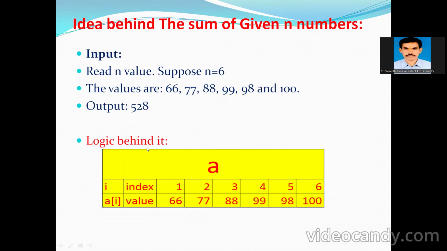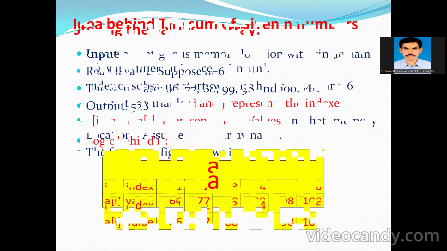The logic behind it is that I am taking an index array. A is an array with the name A, and the indexes are 1, 2, 3, 4, 5, 6. Already I told you that the RAPTOR index starts with 1, not with 0. I is a variable pointing to these index values, and A of I will represent the value at the ith location. The values are 66, 77, 88, 99, 98, 100. Assume that these values are stored in that array.